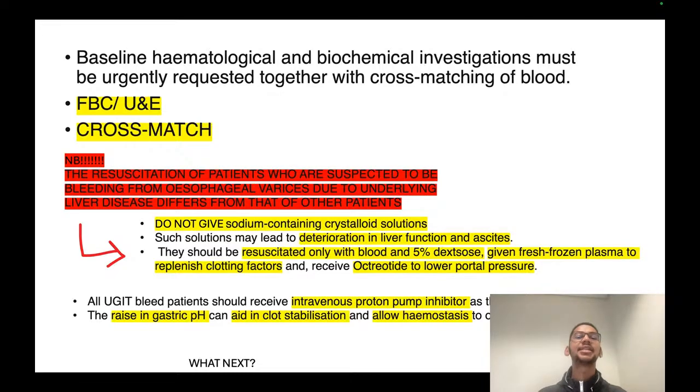They should be resuscitated only with blood, not 5% dextrose, and given fresh frozen plasma to replenish the clotting factors, and receive octreotide to lower the portal pressure. Okay? All upper GI bleed patients should receive an intravenous proton pump inhibitor, as this can downgrade the lesion. The raise in gastric pH can aid in clot stabilization as well as allow hemostasis to occur.